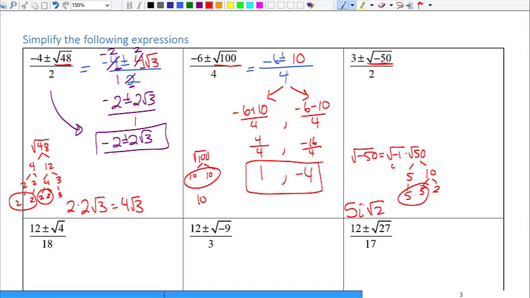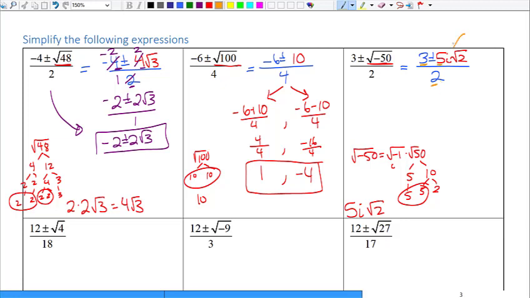And then the i is going to be there as well. So looking back at my original fraction, we have 3 plus or minus 5i square root of 2 over 2 here. So now let's look at all the coefficients. The coefficients are 3, 5, and 2. Can 3, 5, and 2 be reduced? Or do they have a common factor?